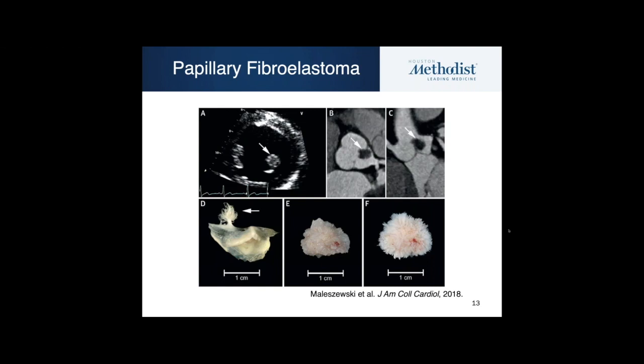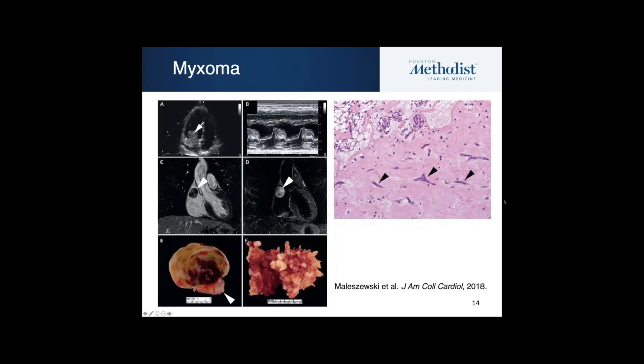Myxoma. So this is the most common primary benign cardiac tumor. It's very heterogeneous in clinical presentation again, depending on involvement of anatomy, as well as it can present with arrhythmias, heart failure, systemic embolization. All depends on its localization. They tend to occur in the left atrium.